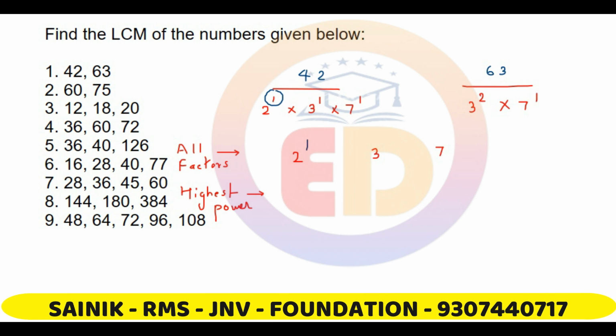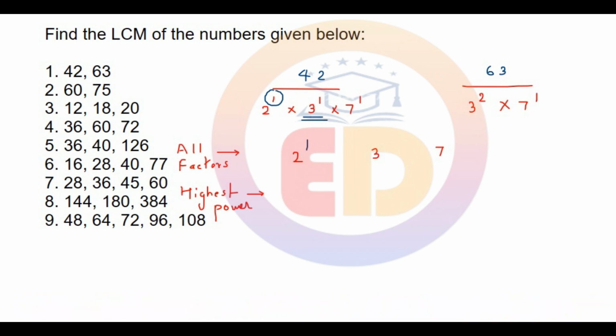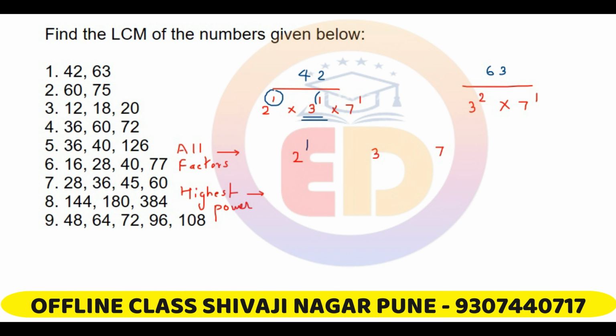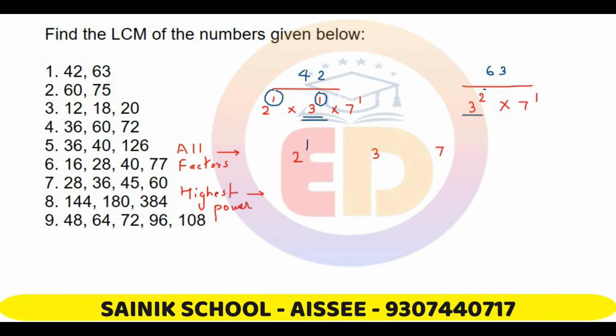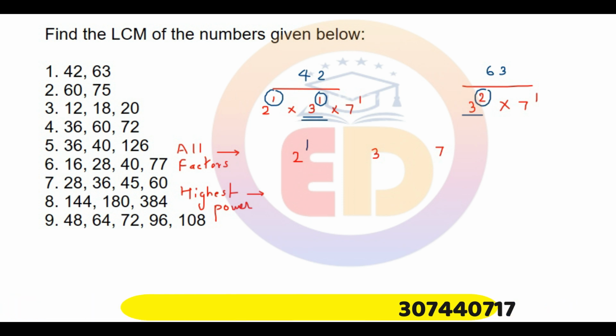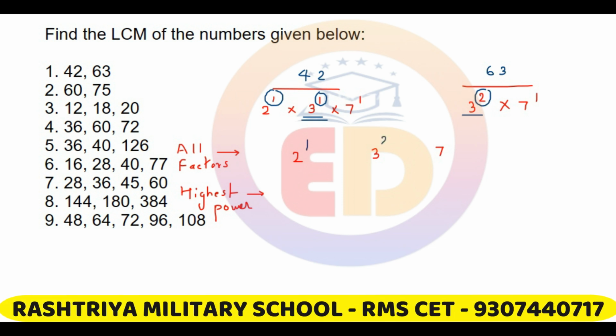Now let's take the highest power of 3. In the prime factors of 42, the power of 3 is 1, and among the prime factors of 63, the power of 3 is 2. We will take the highest power. Highest between 1 and 2 will be 2. So we'll take 3 power 2.